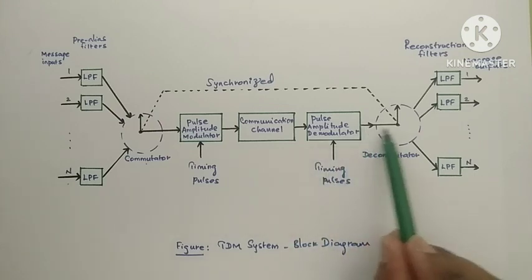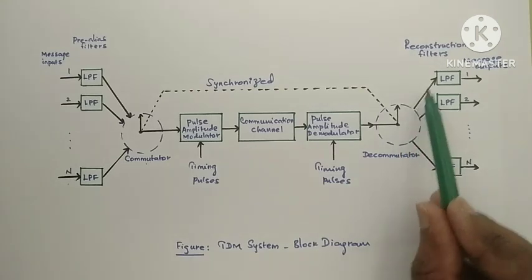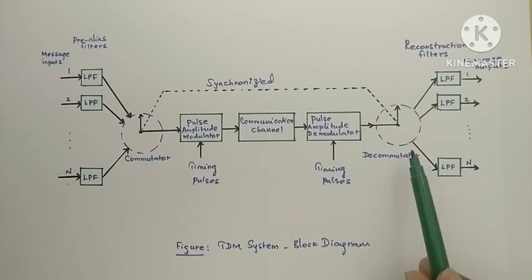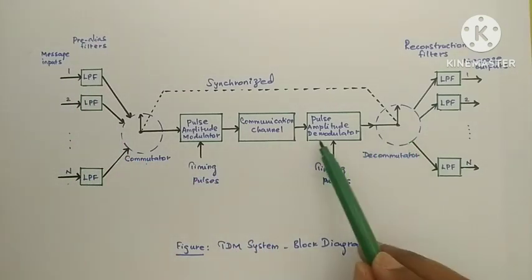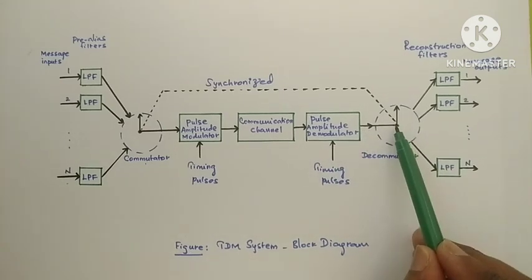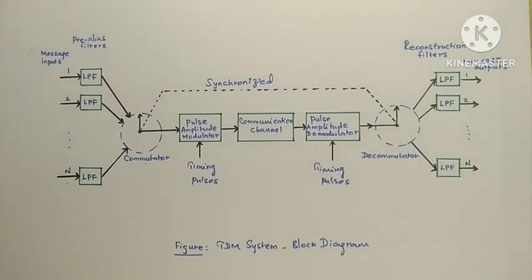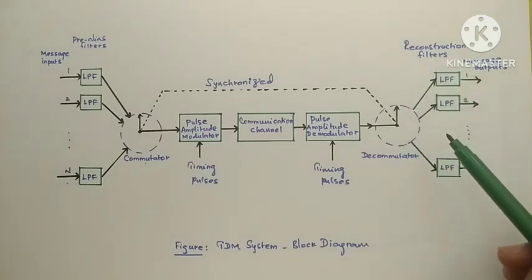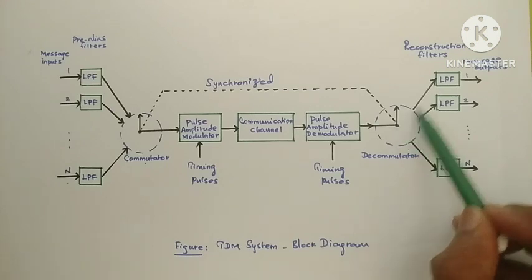So here you will get the several pulses, and each pulse is given to the corresponding output. Pulses of all inputs 1, 2 up to n signals will be demodulated here, and you will get a sequence of pulses, and those pulses are distributed to each and every low pass filter. This filter is called a reconstruction filter, right?